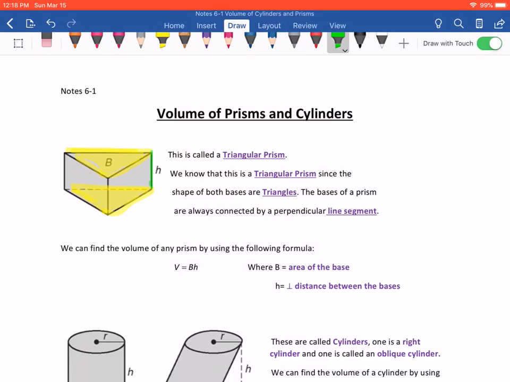We can find the volume of any prism by using the following formula. So no matter what's the shape of the prism, we can use this formula. V is equal to big B times H, where B is the area of the base. Big B is the area of the base. H is the perpendicular distance between the two bases.